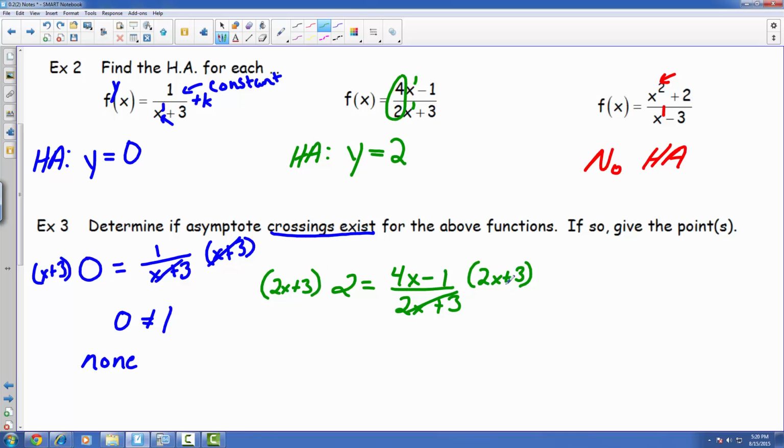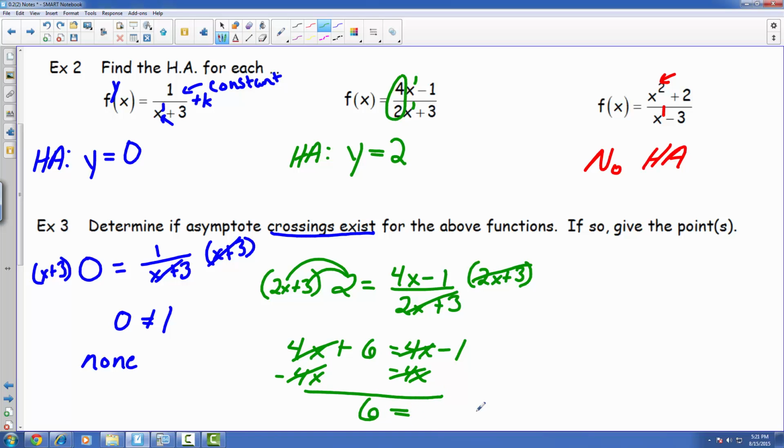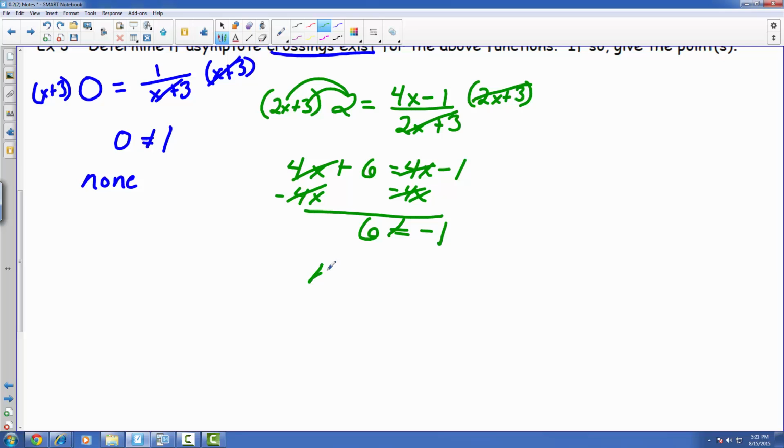On the right, they just end up canceling, leaving us with that 4x minus 1 is equal to. On the left, we would just distribute this 2 in, giving us 4x plus 6. And from here, we're trying to solve for x, so we could get all of them over to the same side by subtracting 4x. And they will actually end up all canceling out, leaving us then with 6 is equal to negative 1. Well, 6, as we know, is not equal to negative 1, so this will likewise have no crossing.